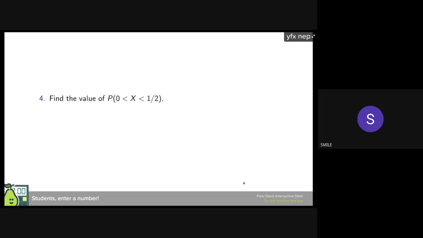We can integrate the PDF from 0 to 1 by 2. The PDF is given to us, so you can integrate the PDF between 0 and 1 by 2, put in the values. Again, you are doing the same thing. It's nothing different. Okay.